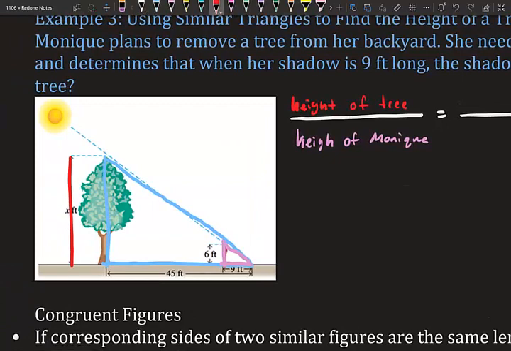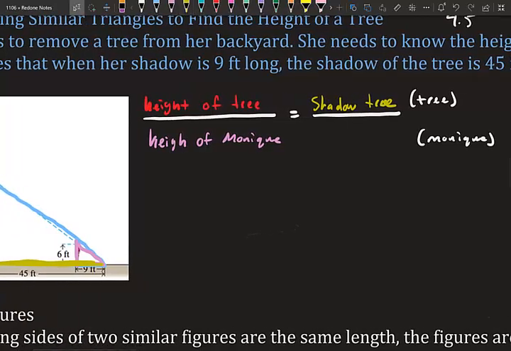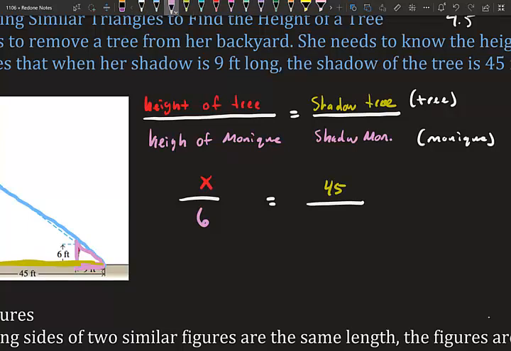So let's find something else about the tree. Well, something else about the tree we know is the shadow of the tree. The shadow of the tree is 45 feet long. Now, if we know the shadow of the tree, because Monique is in the denominator, we need to know the shadow of Monique. And we do know the shadow of Monique. It's 9 feet. So let's put in our numbers. We don't know the height of the tree. That's x. The height of Monique is 6 feet. And that's going to equal the shadow of the tree, which is 45 feet, over the shadow of Monique, which is 9 feet.